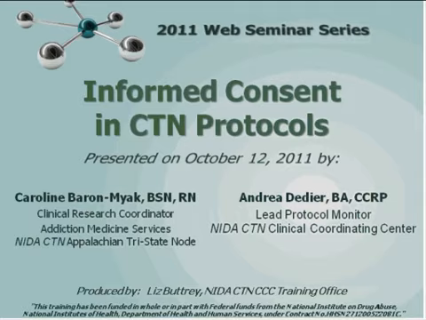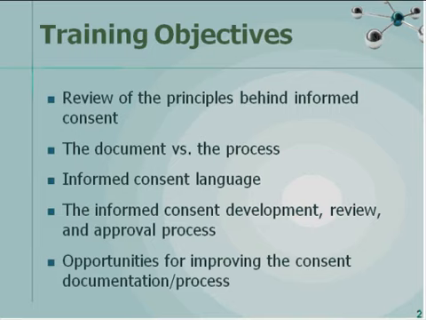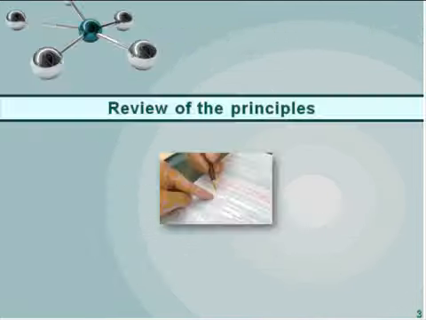Today, we're going to cover a number of objectives that include review of the principles behind the informed consent. We'll look at a brief history timeline that created the informed consent system as a system of protection today, the document versus the process, the informed consent language, the informed consent development, review, and approval process, as well as opportunities for improving the consent documentation and process. That's the area we're going to probably pay most attention to, looking at areas of improvement, ways to minimize errors. So we'll go on to the review of the principles, and that's slide 4.